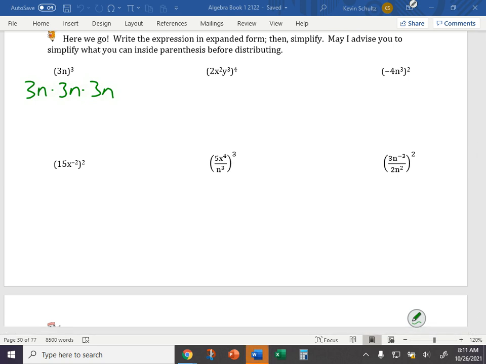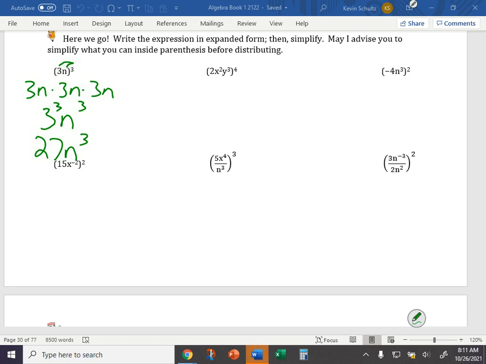Give me one of our possible two answers we could have for this. Jack? 3 cubed n cubed, right? If we use that rule, distribute that 3 into our coefficient base, we get that 3 cubed. Distribute the 3 into our variable base, we get the n cubed there. How else could we write this? 27n cubed. Good. 27n cubed, right?